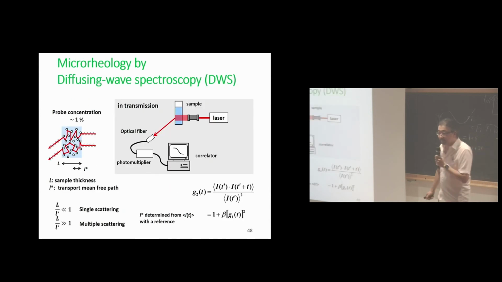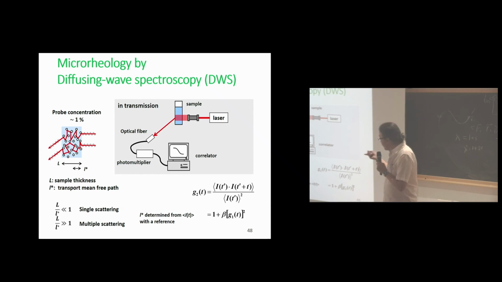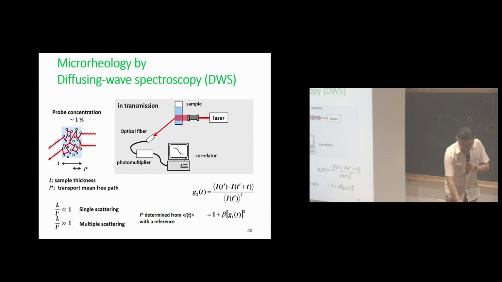Yes? It's just the probe particles which are scattering and not the polymer. You disperse probe particles in the polymer solution that you want to characterize. So the scattering will just be by the probe particles. Probe particles, exactly. So I will show you about that also.